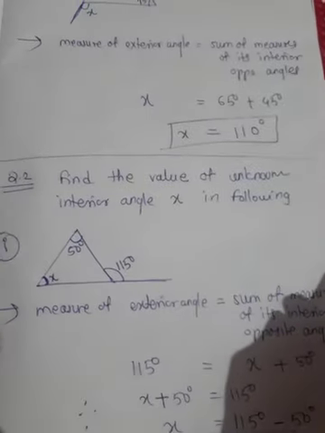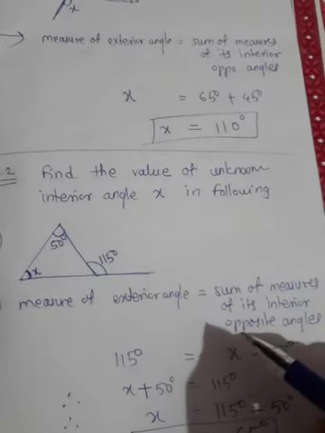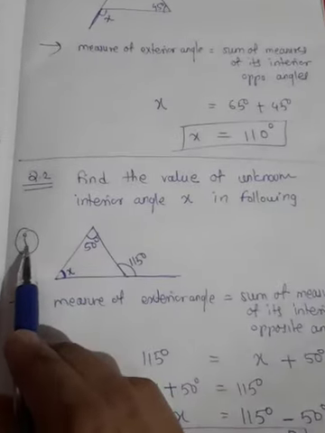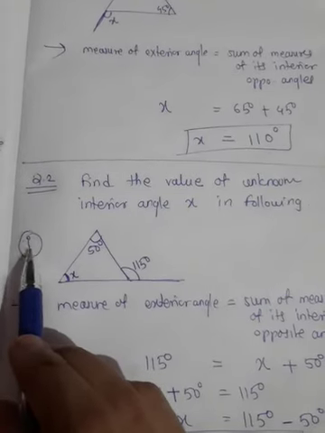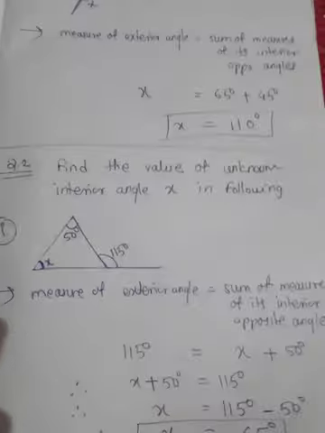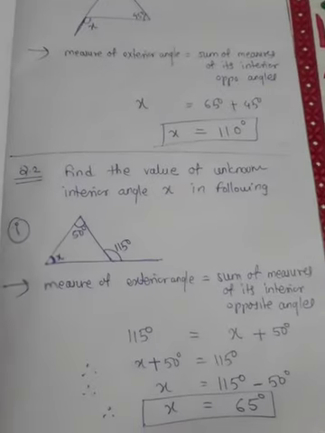Okay, so as like this, using exterior angle property, you can find measure of unknown interior angle x. So solve remaining 5 examples, means remaining 5 diagrams. In remaining 5 diagrams you can solve unknown exterior angle x by using exterior angle property.